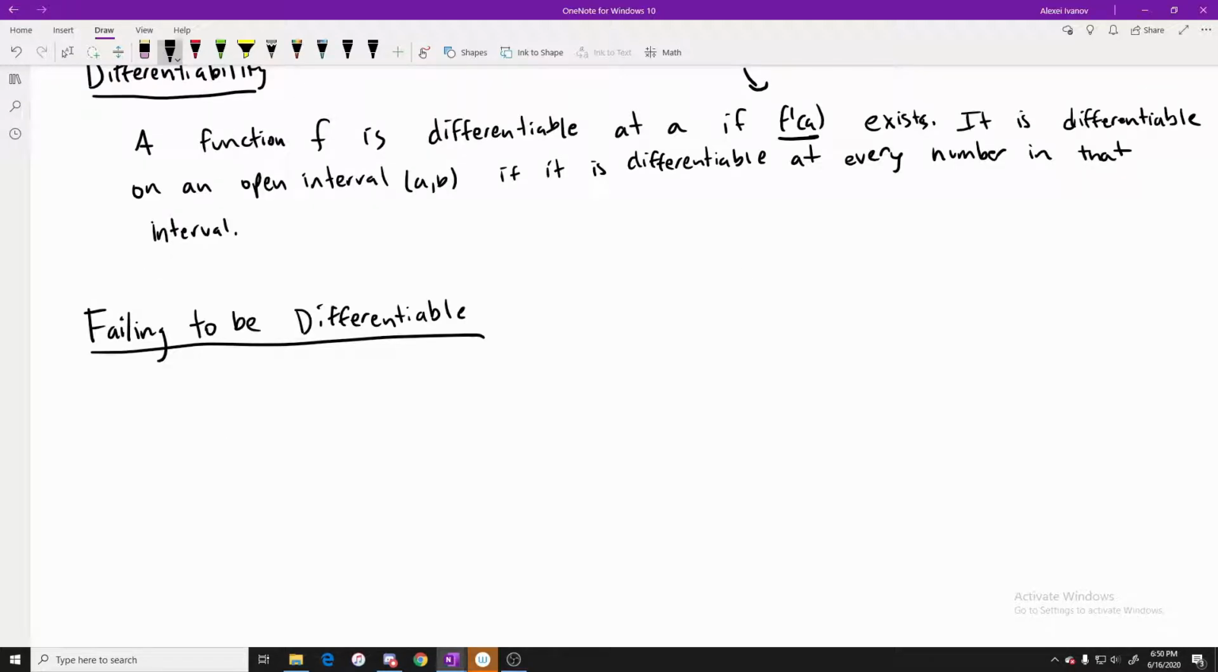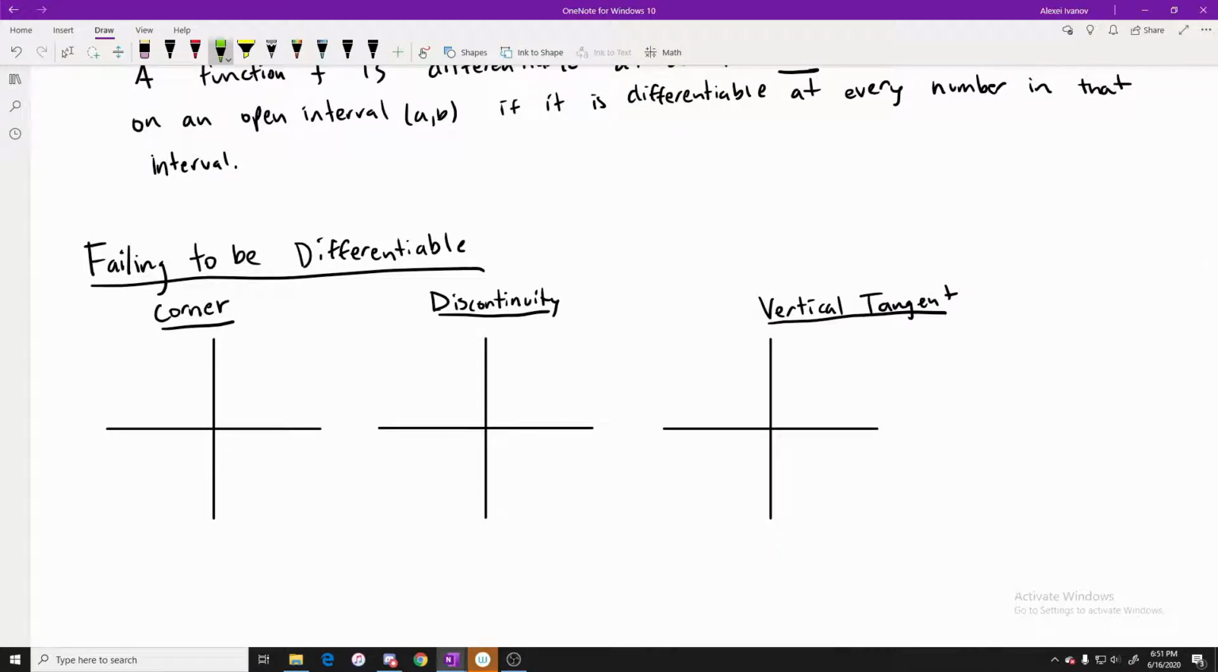So now let's talk about when a function can't be differentiable, and there are three main cases for this. I'm going to draw an example of all three cases, and then we're going to talk about them. So here are the three cases, and they are known as the corner, which I will draw in a second, a discontinuity, or a vertical tangent.